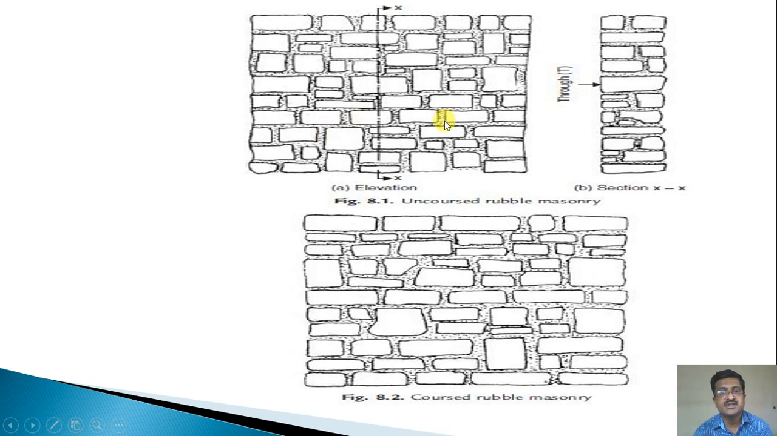So, you can see here uncoursed rubble masonry. The courses are not present. You can see the elevation and this particular cross section of that. Here you can observe the coursed rubble masonry where the courses are present. But in uncoursed rubble masonry, no such courses are present.